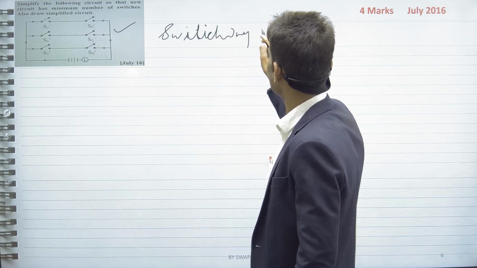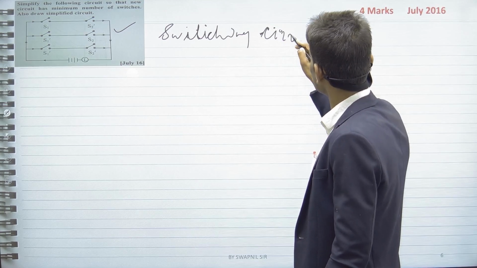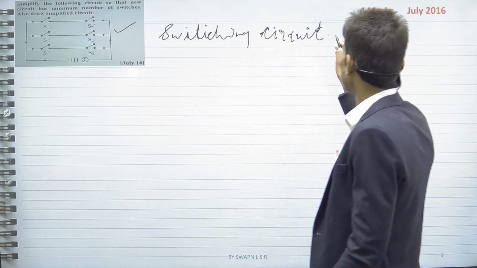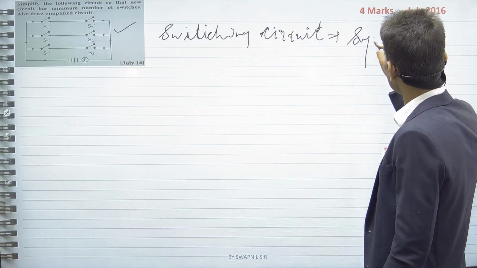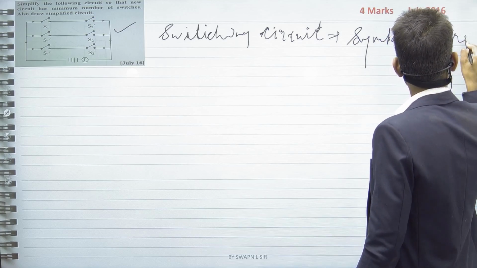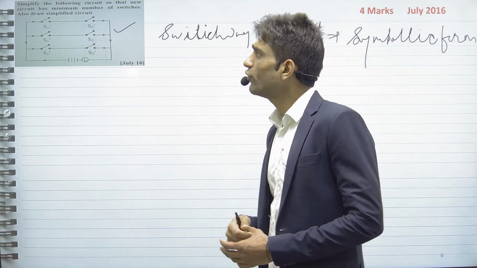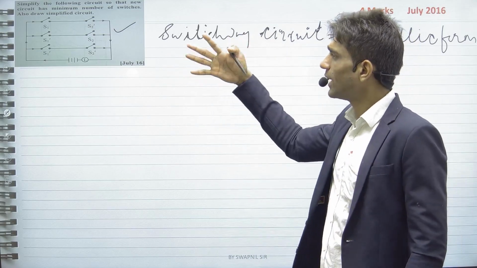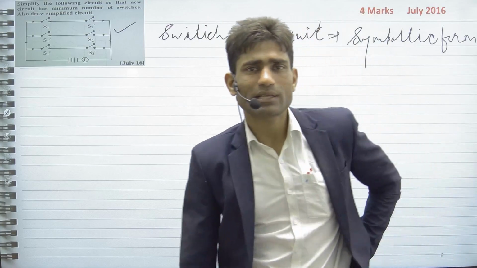Using the switching circuit, we define the symbolic form. First we define the symbolic form, and then subsequently we go for simplifying the circuit. I'm expecting that this one is easier, like the previous example. As I have solved in my previous example, you have to follow this one.